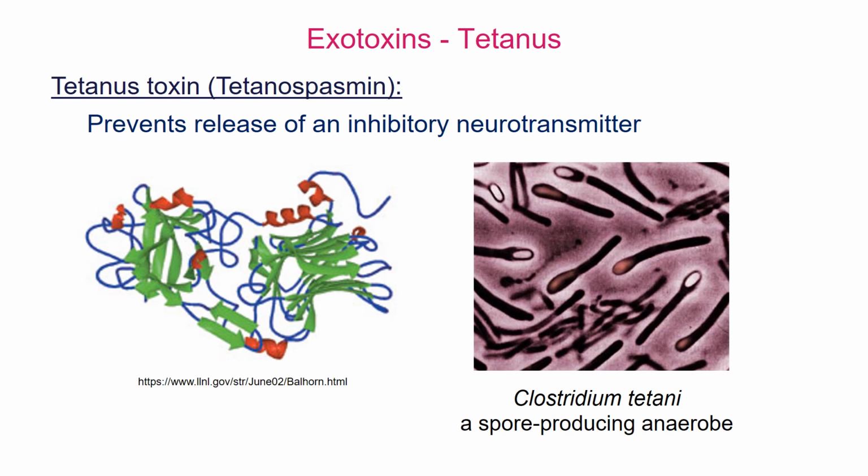Another related toxin is the tetanus toxin. So you can see this is another Clostridium organism, Clostridium tetani, also a soil organism, also forms endospores. And basically this does kind of the opposite thing that the Botox toxin does. This actually causes, rather than paralysis, causes muscles to stay contracted.